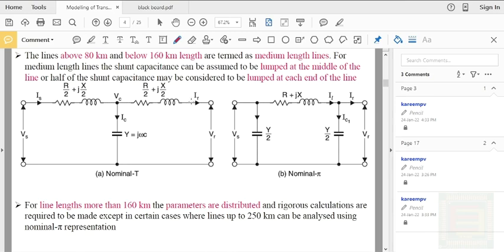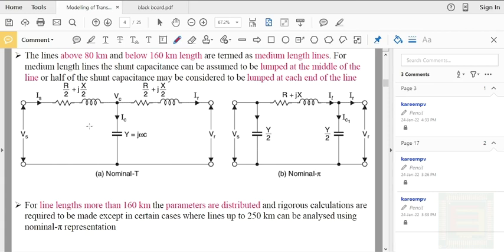In that case you have to consider the line capacitance also when you represent the transmission line in terms of its parameters. Here you can see that in case of a medium transmission line, two types of representations are there. The first is the nominal T representation. You can see that this representation resembles the letter T in English. That is why it is known as the nominal T representation. The second one is of the form of pi. That is why it is known as the nominal pi representation.